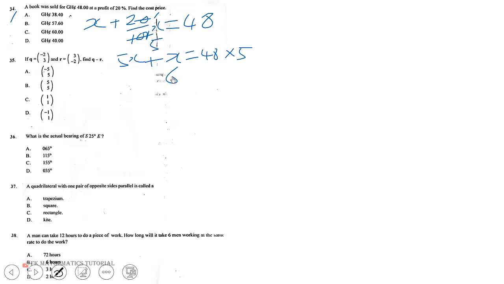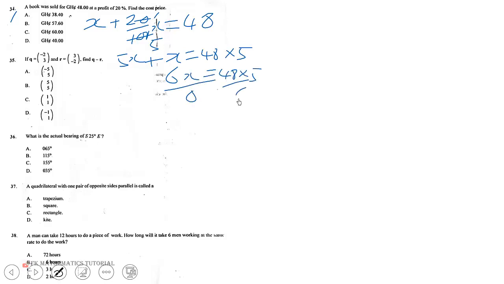Now 20% of this will be 20 over 100 times X. When we add it to this, that gives us the 48, which is the selling price. So 20 will go here 1, 20 will go here 5. So we multiply through by 5. So 5x plus x is equal to 48 times 5. So 6x is equal to 48 times 5.